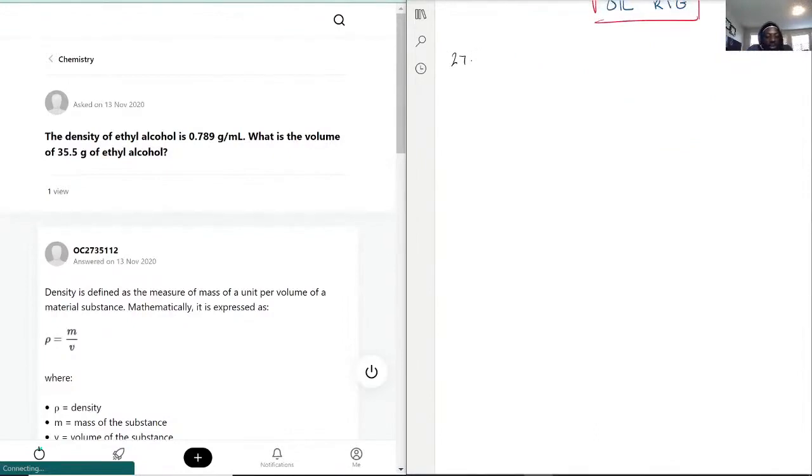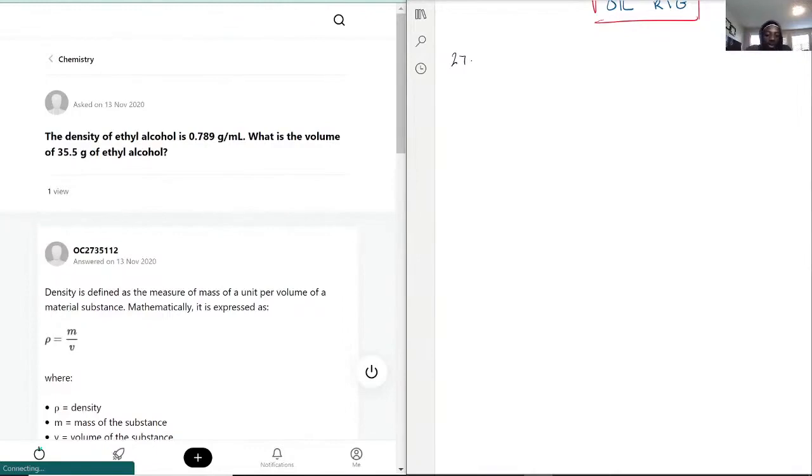The density of the ethyl alcohol is 0.789 grams per milliliter. What is a volume of 35.5 grams of ethyl alcohol? So they're nice enough actually to give us a formula to calculate density. What if you didn't have that? How would you approach this question? Same way: you try to cancel your units.